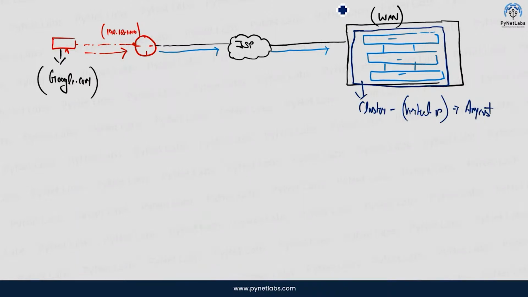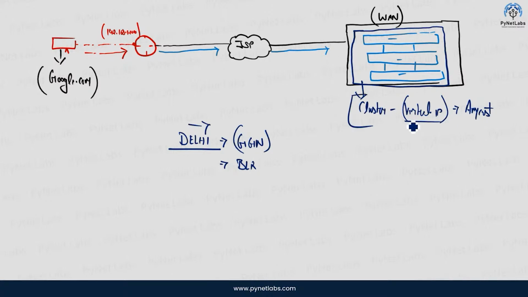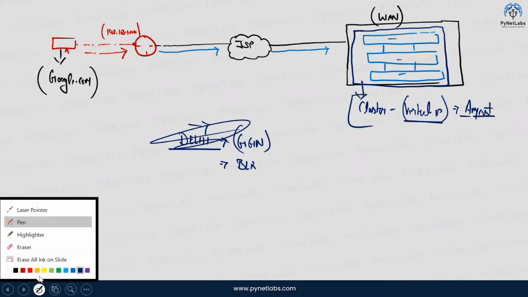Let's say if I am sitting in the Delhi location, then for sure if I'm browsing google.com, it is going to reach the Gurgaon location. It's not going to reach the Bangalore location, because the Gurgaon location is shorter and it will take less time. So on this cluster, there is a virtual IP assigned and that is the Anycast IP.